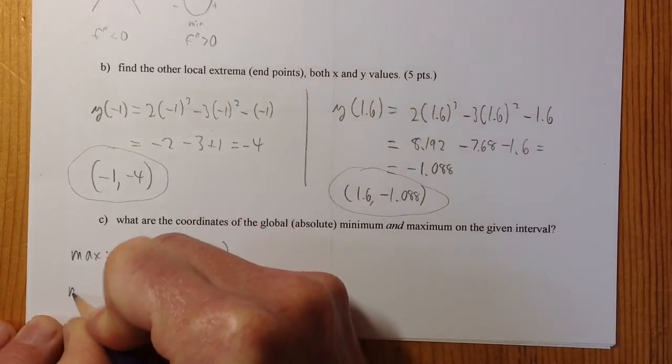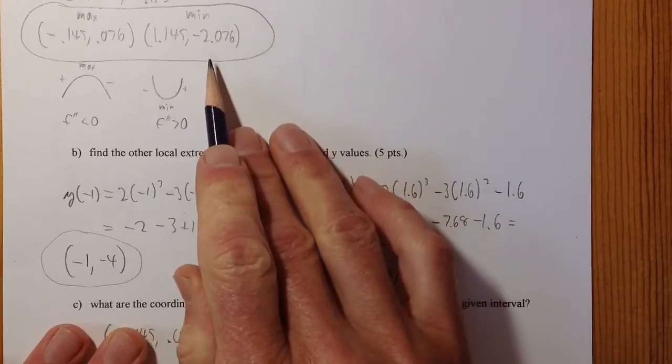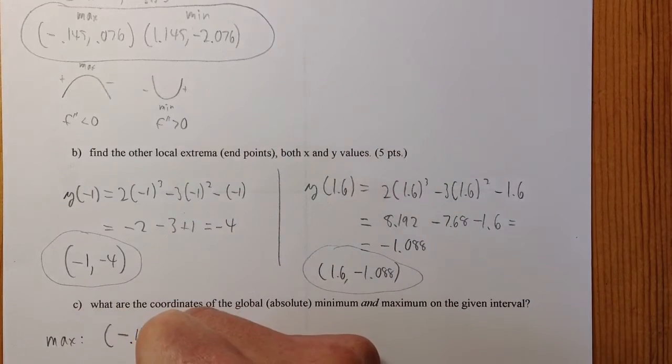0.076, and the global min, what is the most negative one? Let's see, here we go to negative 2, here we go to negative 4, here we go negative 1, so this is the winner. So negative 1 comma negative 4, that's the furthest down.